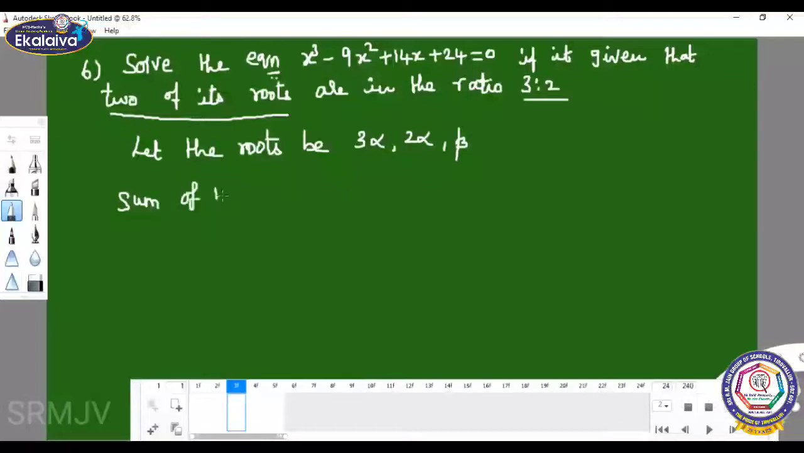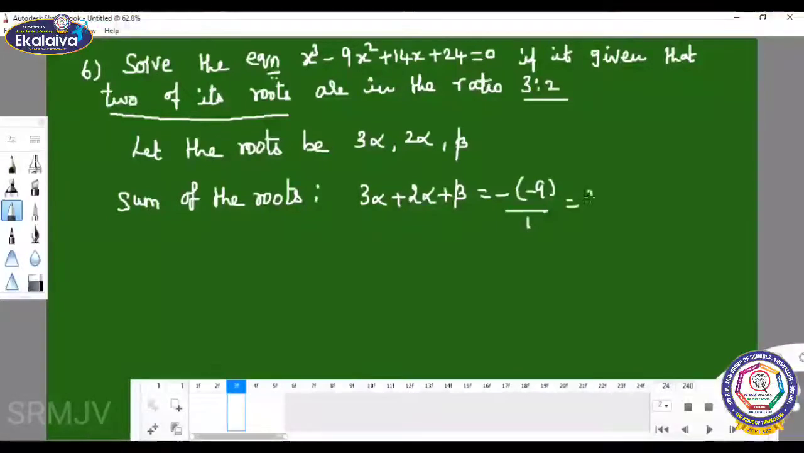Sum of the roots equal to 3 alpha plus 2 alpha plus beta equal to minus b by a. It is nothing but second term by first term. So minus of minus 9 by 1, it gives 9. So 5 alpha plus beta equal to 9. Beta equal to 9 minus 5 alpha. You can take it as 1.